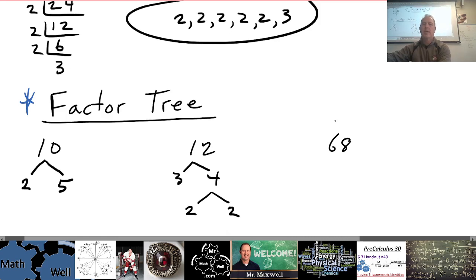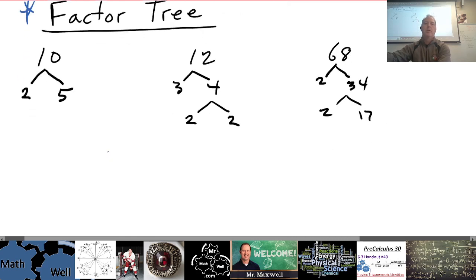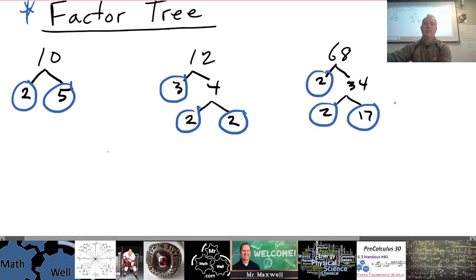Same with 68. 2 and 34, yep. And then 2 and 17. Done. Okay? So what you have to do is look at the tips of the branches. So this is the end of a branch, this is the end of a branch, this is the end of a branch. That's how you identify your prime factors here. Okay? So you wouldn't circle this one because it's not the end of a branch. Does that make sense? And you wouldn't identify that one either. Okay, so that's a factor tree.